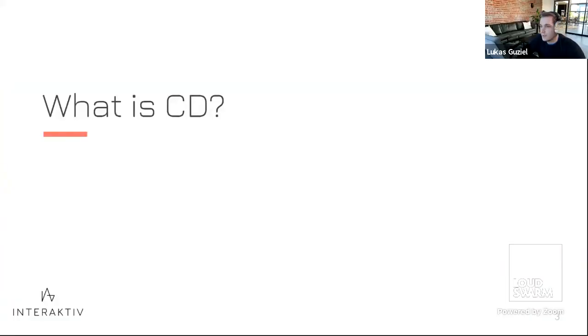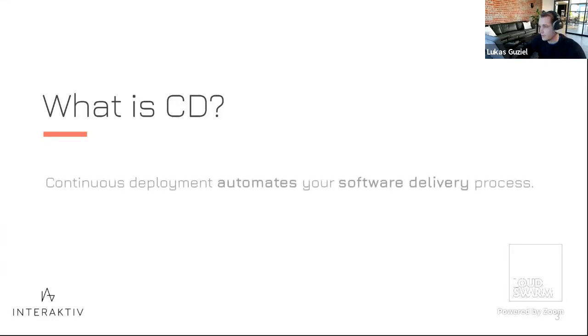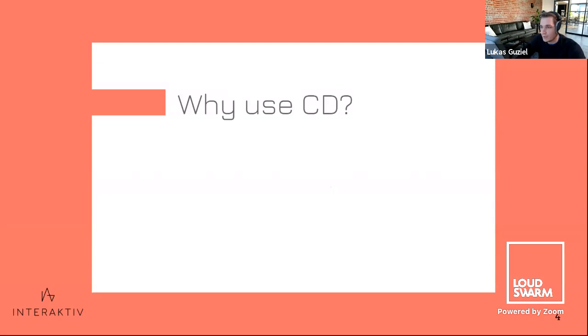So what is CD? Continuous deployment. In one sentence, you could say it's automating your software delivery process so that you can press a button and automate the deployment of one or multiple Plone websites. Why should you use it? It saves a lot of time at first, and you can reduce human errors. Everybody has run the wrong buildout on the wrong server before, so you can reduce these errors.